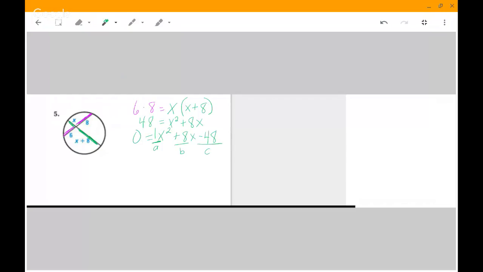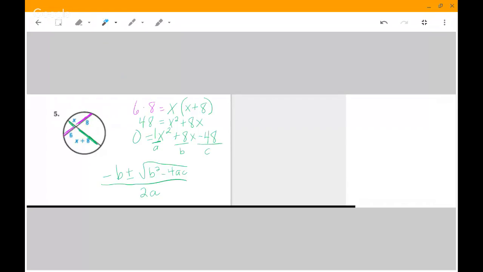I'll put the formula down here as a reminder. Negative B plus and minus square root B squared minus 4AC over 2A. Do you want to work it on your paper and not look at the screen, and I'll work it on the screen and then you can check? All right, let's try that. I'm going to keep going on the screen, but I won't talk out loud while I'm doing it, okay?